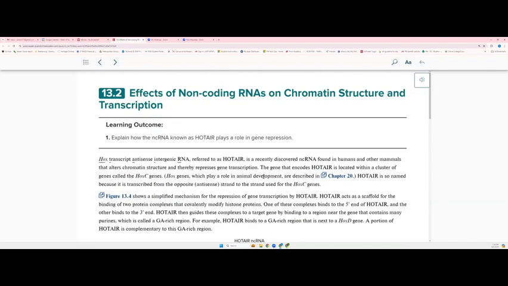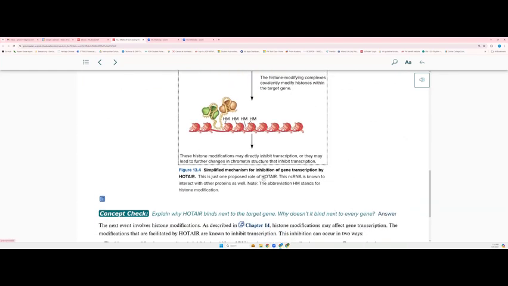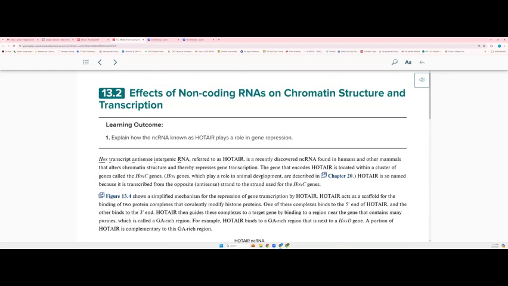So also, this non-coding RNA can have an effect on chromatin structure and transcription. For example, before we've been talking about non-coding RNA on the translational steps, right? But some types of non-coding RNA can also affect the first step, which is the transcription step.